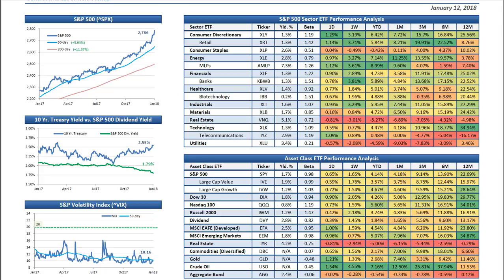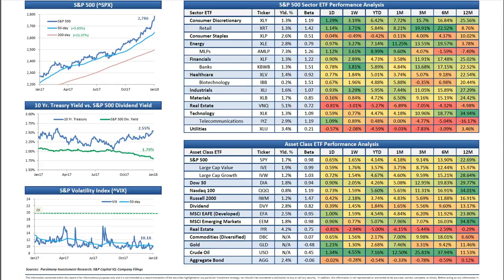And then to the right here, we've got some performance analysis for some sector ETFs. We've got all the main sectors in the S&P 500 there, as well as some other subsectors that we like to follow. And on the bottom, we've got asset class ETF performance, which helps us look at things like value versus growth, emerging markets, small cap versus large cap, real estate, commodities, things like that, that may have an effect on the overall trend and the healthiness of that trend.